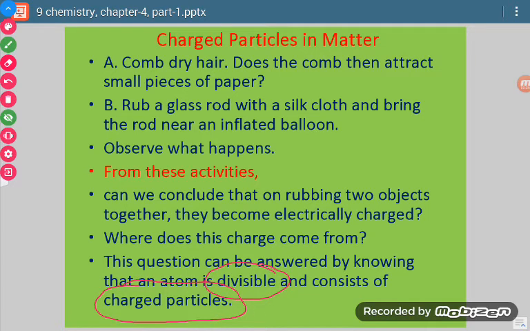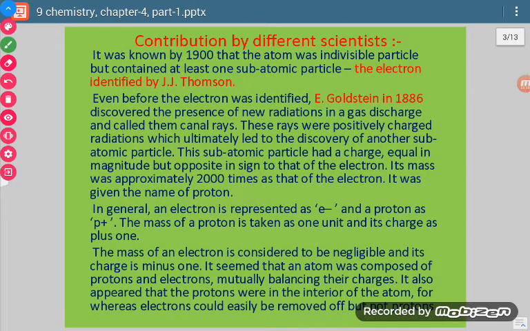So from these activities we concluded that there is presence of charged particles in the atom, and when we rub, what happens? Those charged particles move from one matter to another matter, and because of that there is development of charge.